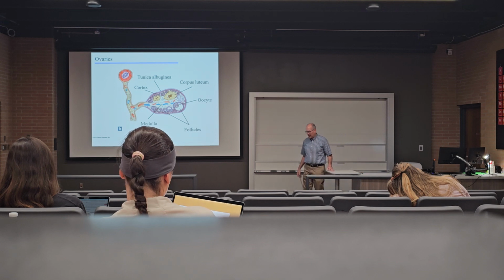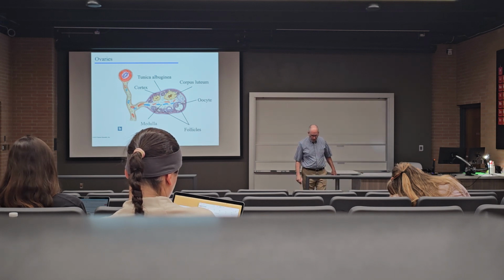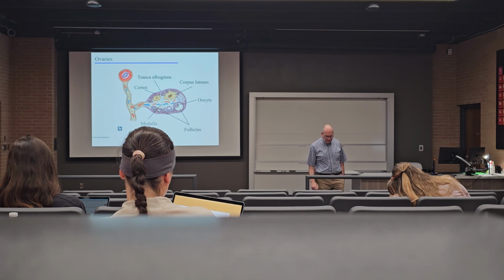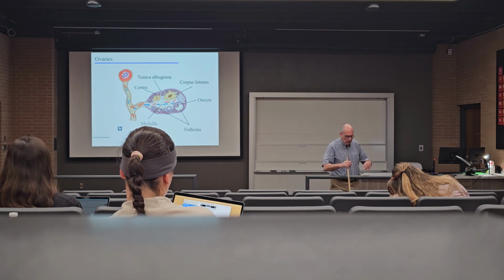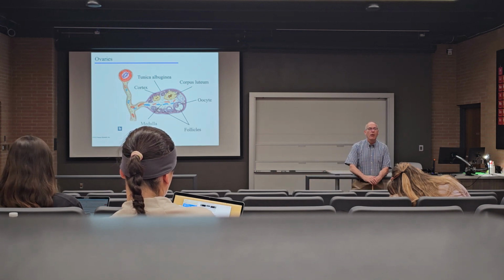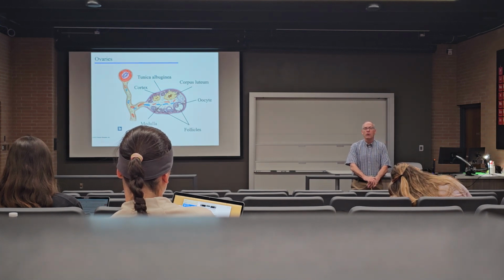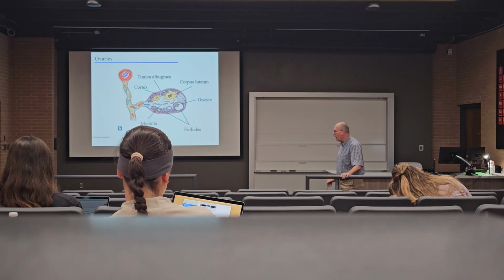That is what the follicle, that's what the ovaries look like. So again, the follicle surrounds each individual oocyte, and when we're looking at the ovary, all of the oocytes are formed well before birth.